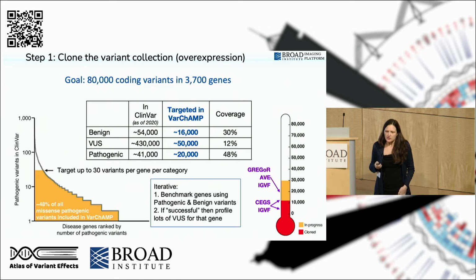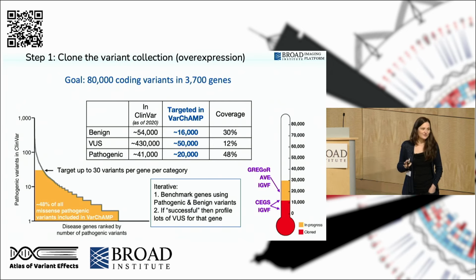So you might ask, how exactly are we selecting these genes? And the answer is an awful lot of Zoom calls and discussion, but fundamentally our iterative process is first to, it's just really nice that we have the timeline here to be able to first benchmark genes using pathogenic and benign variants, make sure that we can see in at least one of our assays some kind of differential between pathogenics and benigns in general. And if yes, then we can go off and clone some more VUSs.